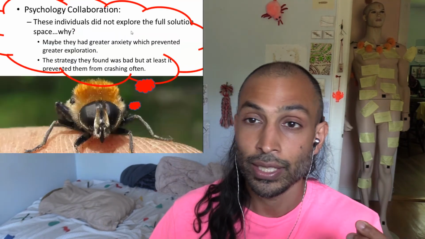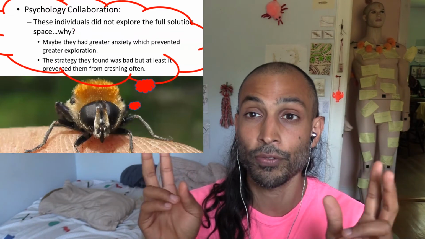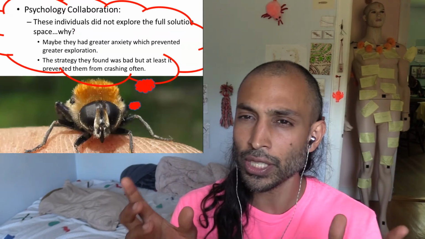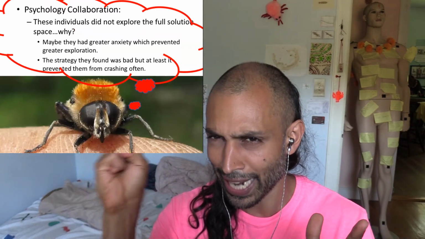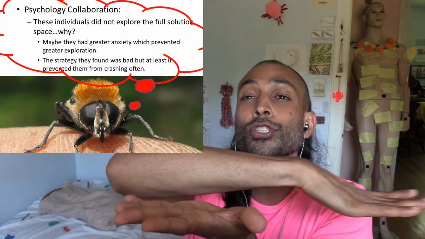Okay. So now the psychology question is, what's really interesting is that every single person in the not proficient group was doing this. So the question is that, okay, this is a suboptimal strategy. It kind of works. Why did these people not explore the full solution space?